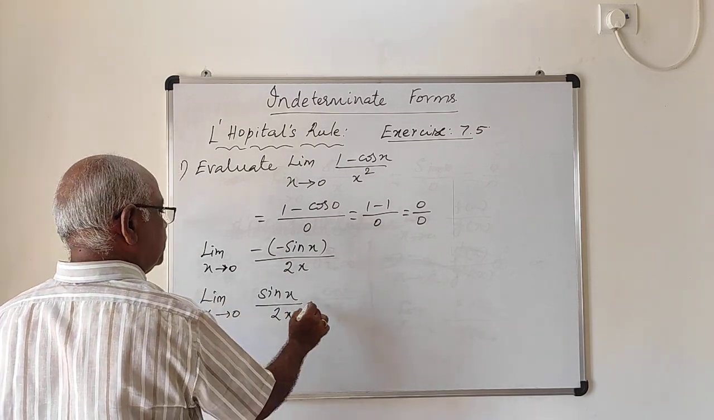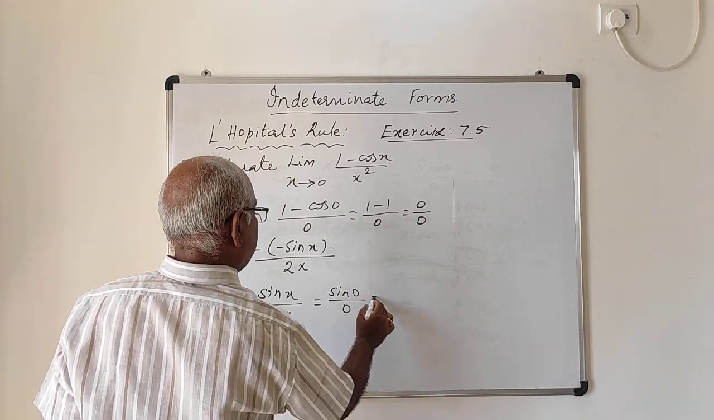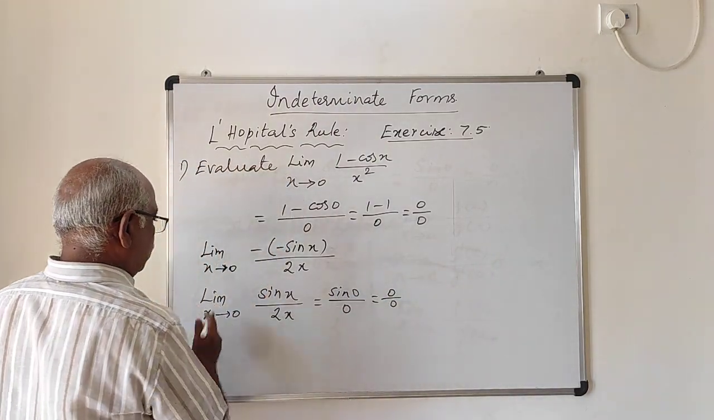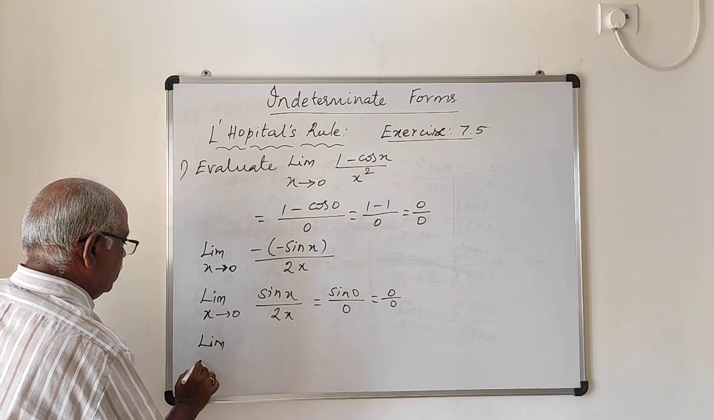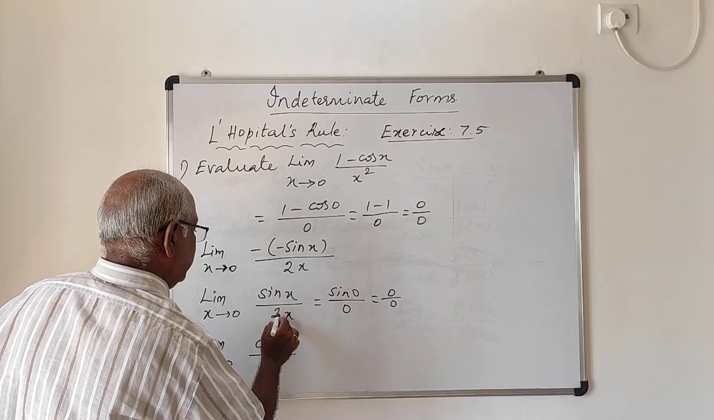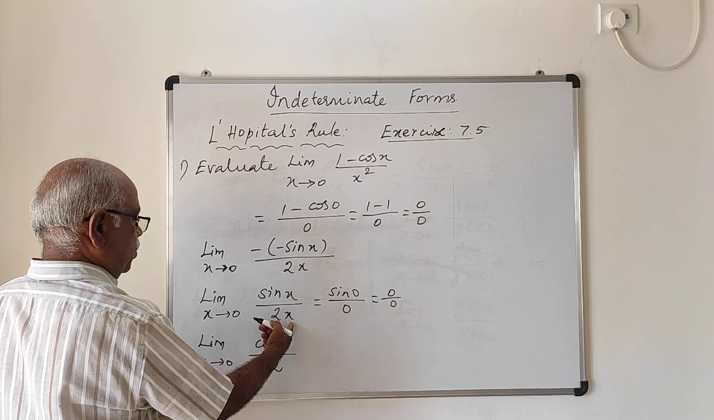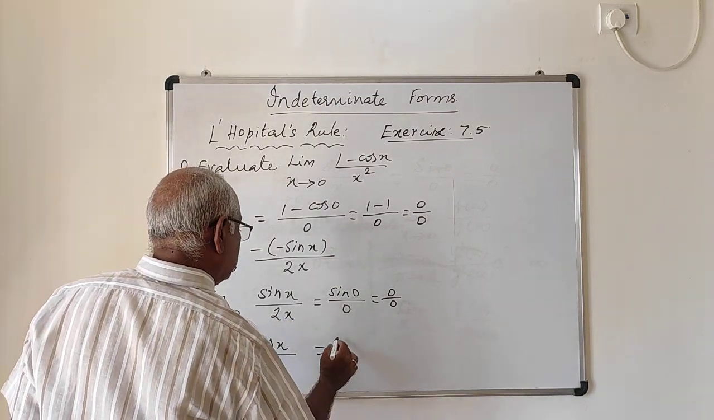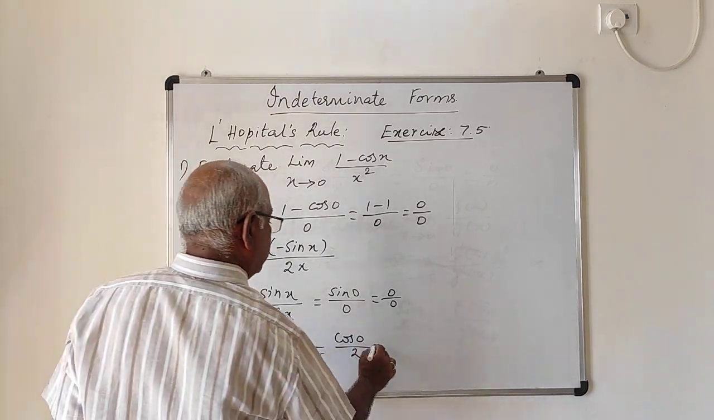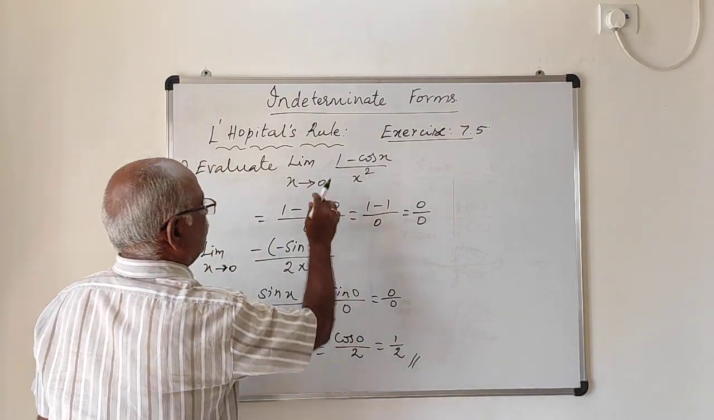Now you apply the limit x tends to 0, it is sin 0 by 2 into 0, which is again 0 by 0, an indeterminate form. So further by L'Hopital's rule, limit x tends to 0, derivative of sin x is cos x, by 2 times the derivative of x, which is 1, so 1 into 2 is 2. Now you apply the limit, cos 0 by 2. Cos 0 is 1, so 1 by 2. So your answer is 1 by 2 for this problem.